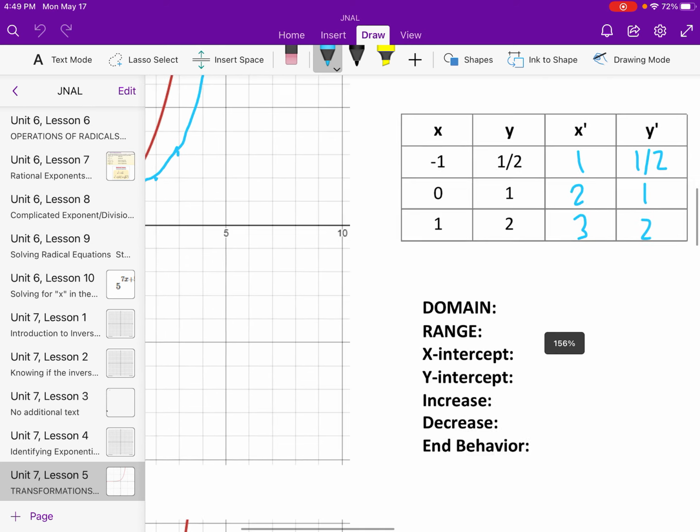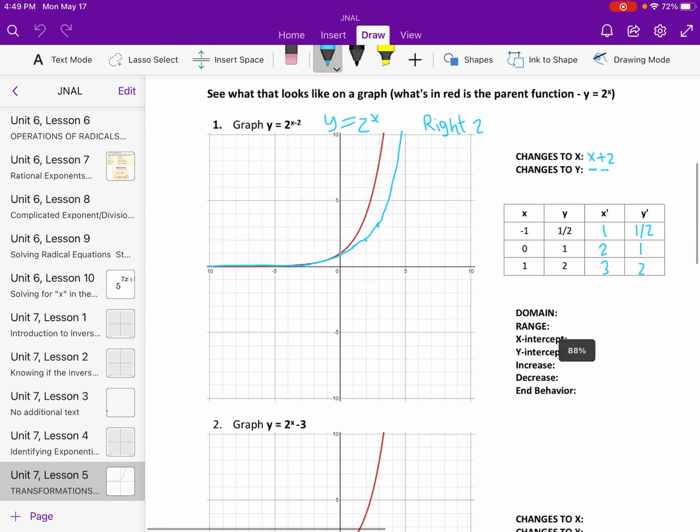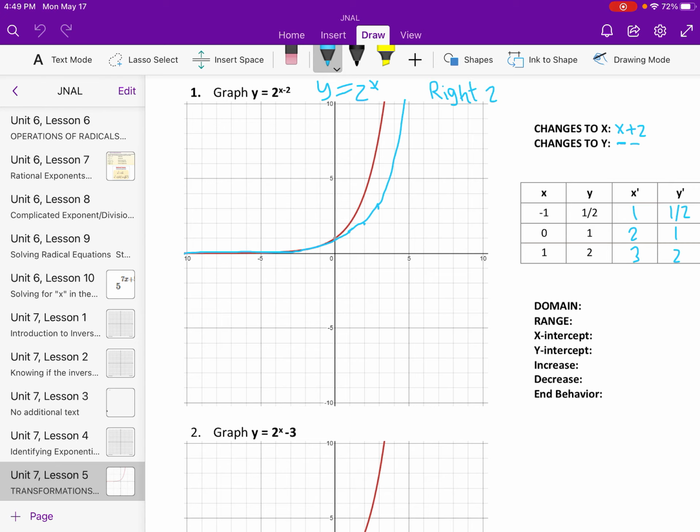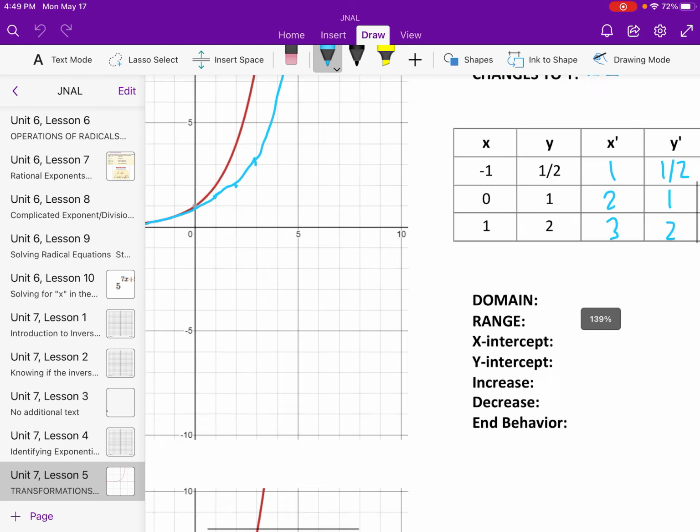So, domain, range, intercepts, increase, decrease, and behavior. Those are the things we're going to fill out. I'll do this just for 1 and 3, how about that? This video is not super long, although I already know it's going to be pretty long. Sorry about that. So, domain. The domain is all real numbers.